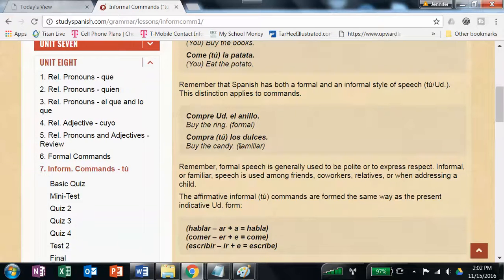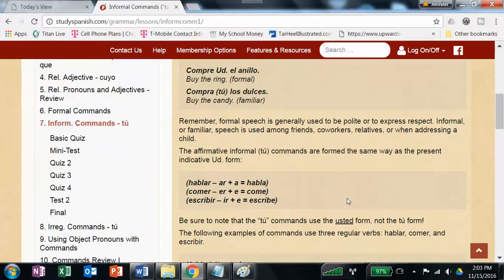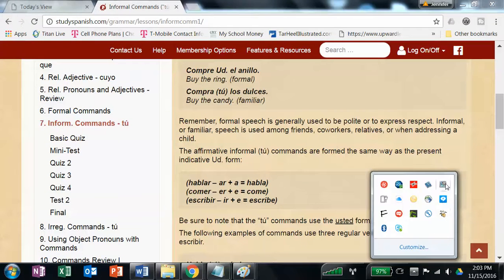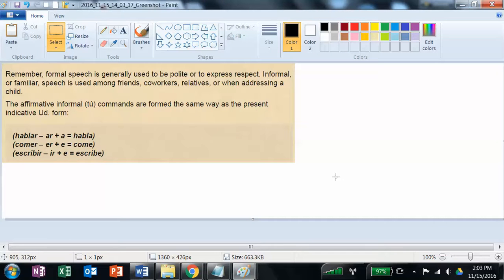That's formal versus informal. So how do we form the informal command, the tú command? Okay, so this is when it gets tricky. For the tú command, you are just going to use the third person spelling of the verb. So you're going to use the usted present indicative form.